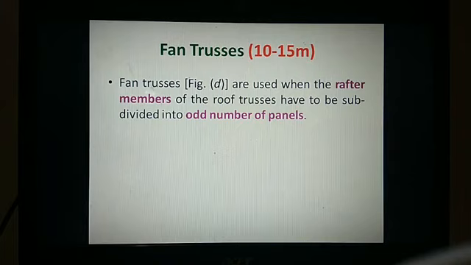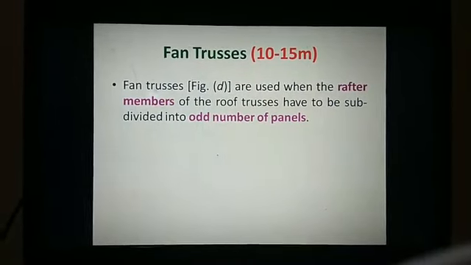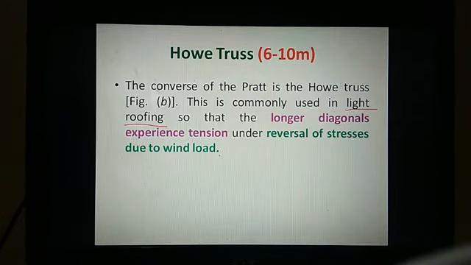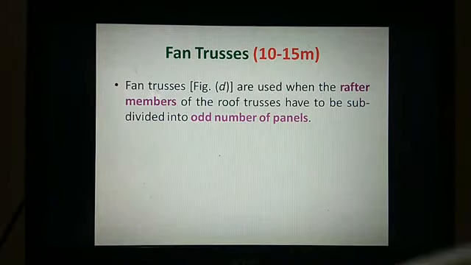And there is the fan truss, which can accommodate spans of 10 to 15 meters, where the truss is subdivided into an odd number of panels. Let me show you the fan truss. What do you mean by panel? Panels are nothing but this: this is one panel, this is the second panel, third panel, fourth, fifth, sixth, seventh panel. This is how the fan truss can be divided into different panels, which is a bit more advanced than the fink truss. That's why it can accommodate 10 to 15 meters of span.